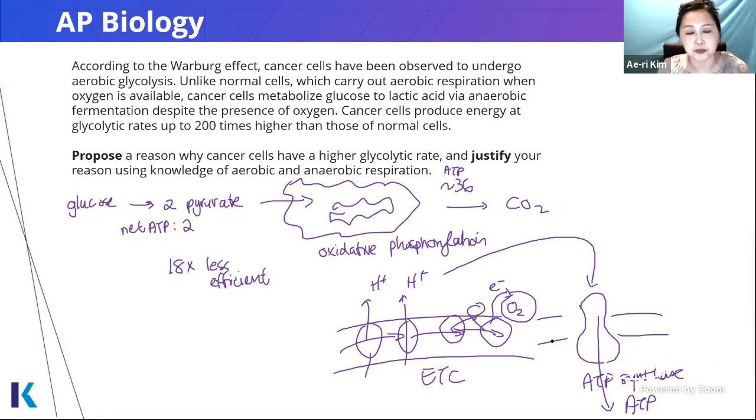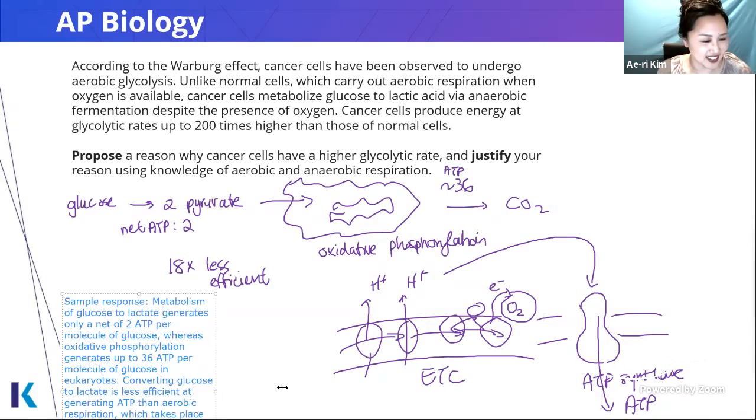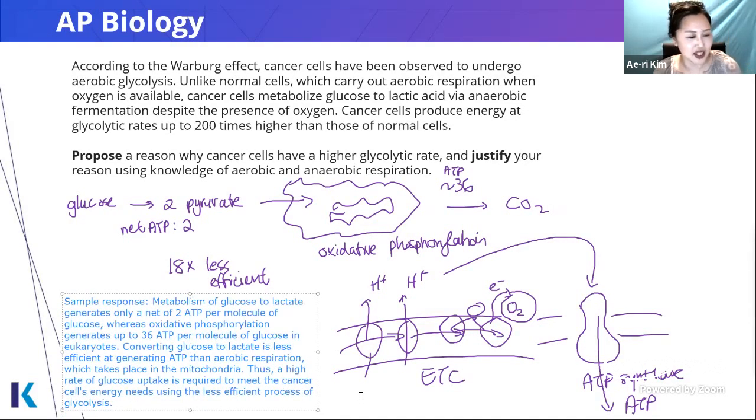Okay, so if you get your response, I get what you're saying, give me some words to back that up. Here's some words. If you wanted to come back and read the sample response, this would be something that I would be looking for if I was looking at the short answer response for this. Use data, use proof to back up your point. You could say that metabolism is less efficient, but I want you to be more specific here.